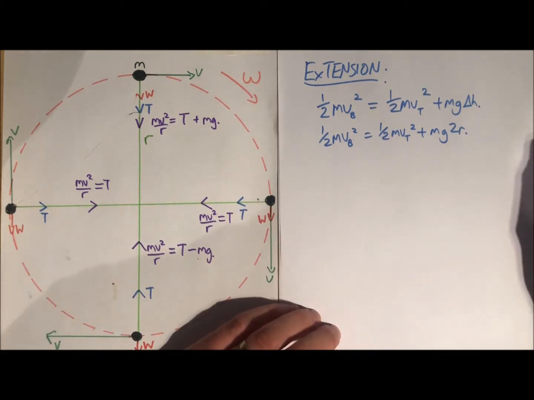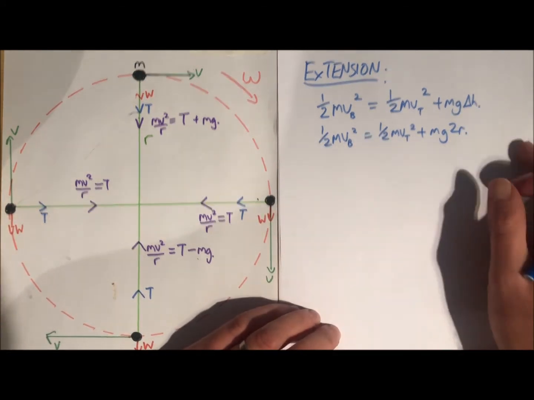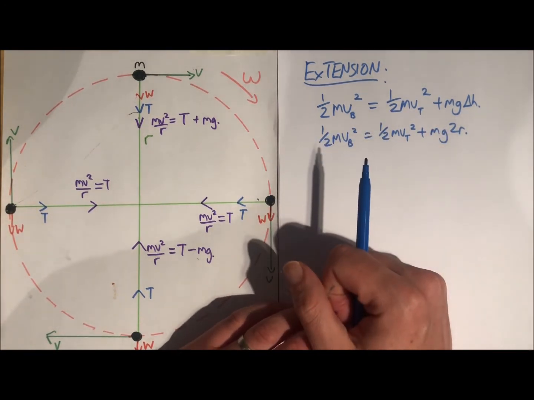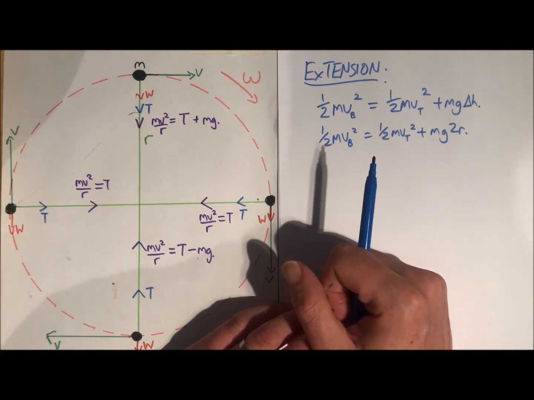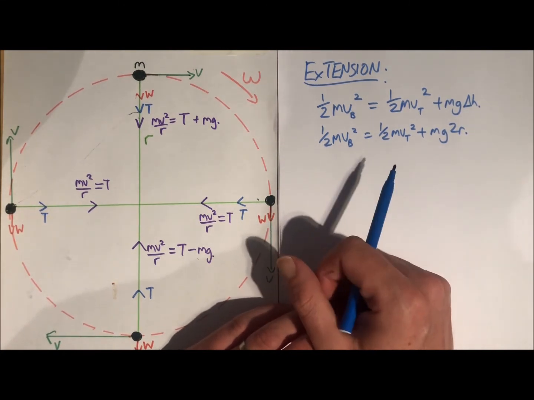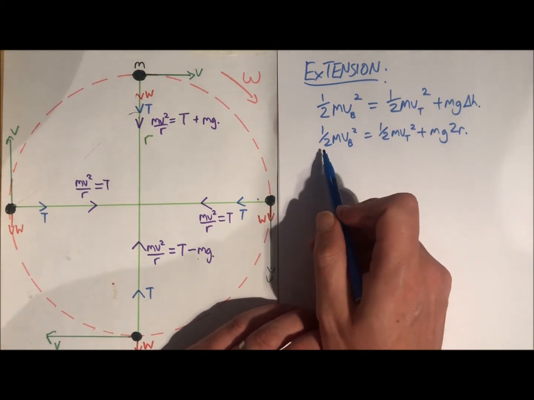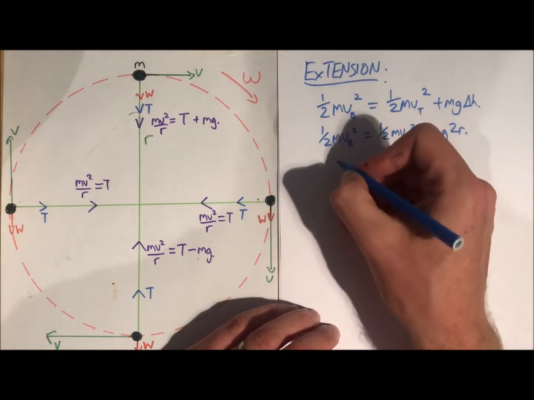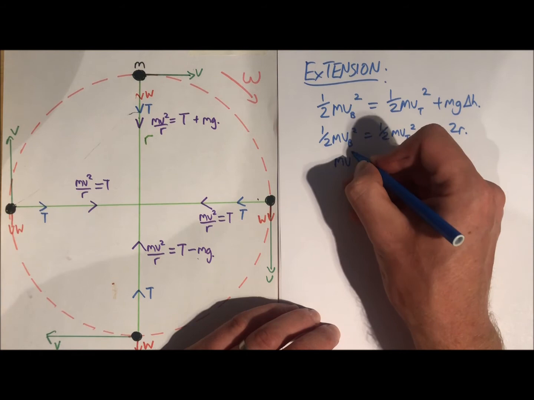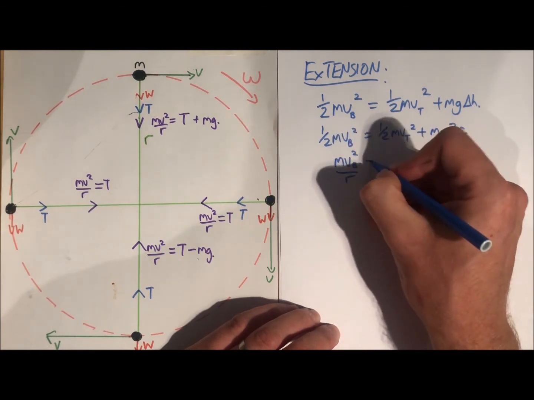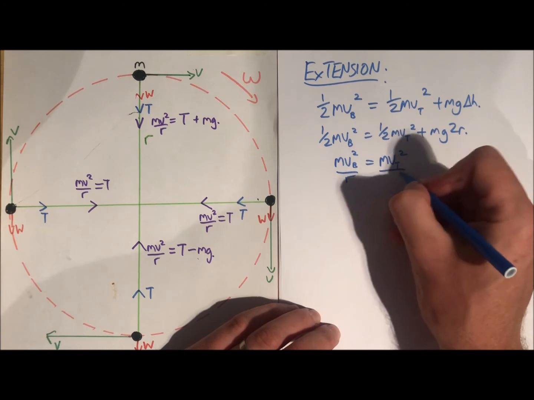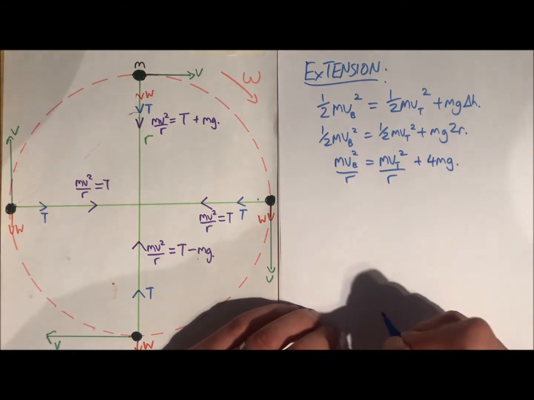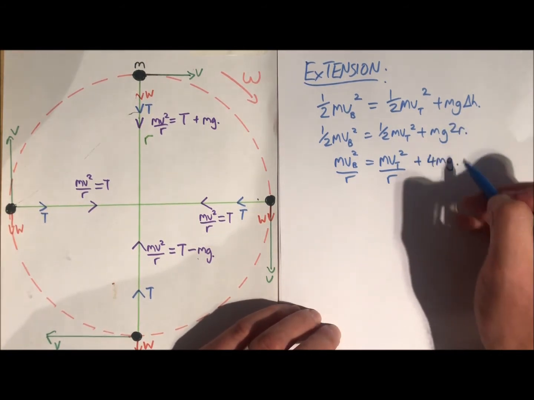What I'm also going to do, simply because I know what's coming up, is I don't like the halves. So let's get rid of those. We're going to multiply the whole thing by 2. And at the same time, I'll do this in one step. I'm also going to divide the whole thing by r. It sounds like a strange thing just to do, but I'm just going to divide every bit by r. So I'm going to multiply each term by 2, divide each term by r at the same time. That will leave me with m v_b squared over r equals m v_t squared over r plus 4mg. That last term is multiplied by 2 divided by r.